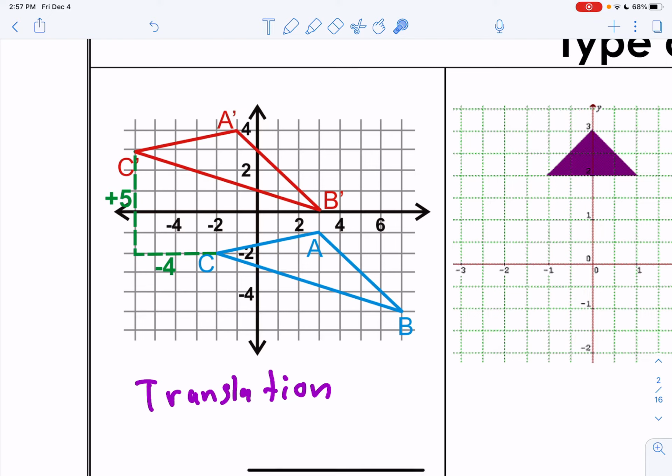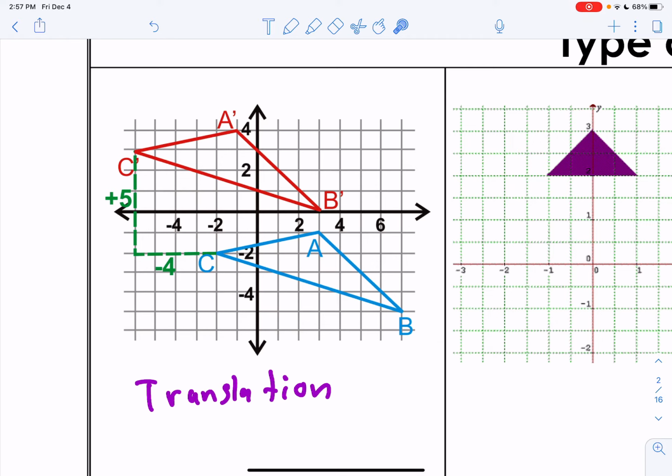The other thing we notice, guys, is the blue triangle right here is my pre-image. That's my original. The red triangle is going to be my image, and I know this because you see these apostrophes next to the letters. That's what I was talking about, what's called prime notation. So we don't call this A, we call this A prime. This is B prime, and this is C prime. The reason we do this is to show that A prime came from this point, A, B prime came from B, and C prime came from C.